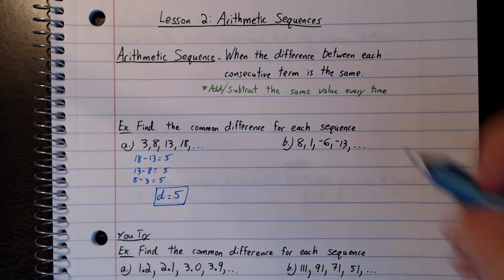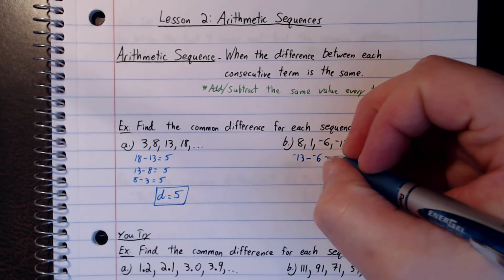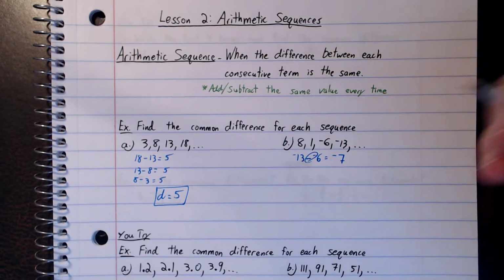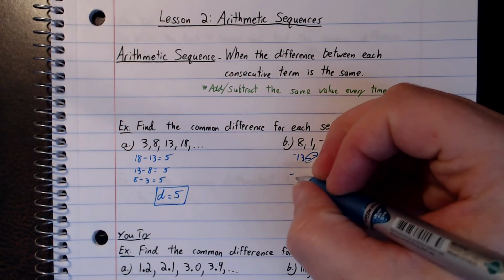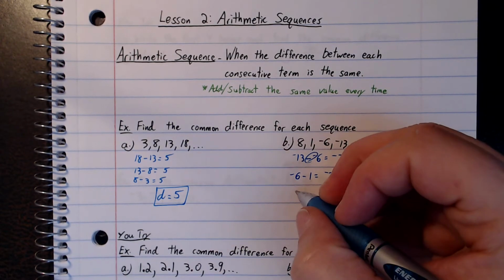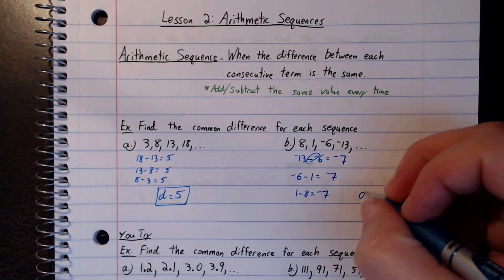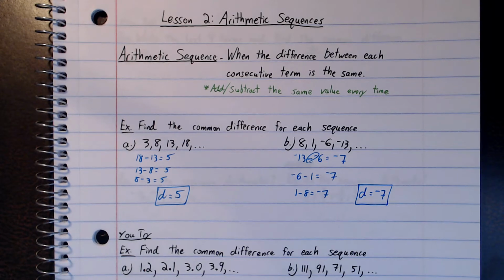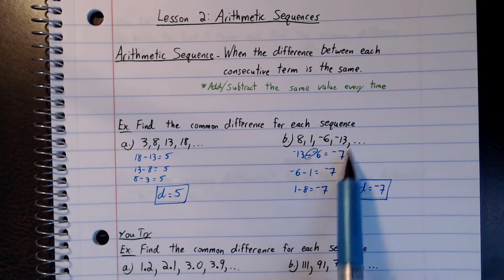Let's take a look at this next one. Again, I'm going to work backwards with this. Negative 13, we're going to subtract negative 6, double subtraction, so negative 13 plus 6 is negative 7. As long as I get that same difference in between each of these, that would be our common difference. So I just check, and we end up getting negative 7 for each of these. So we would say that D, our common difference, is negative 7. And it makes sense because each time I'm subtracting 7.